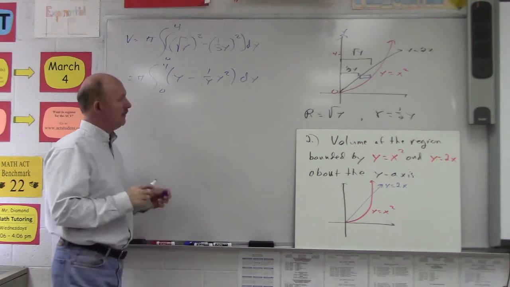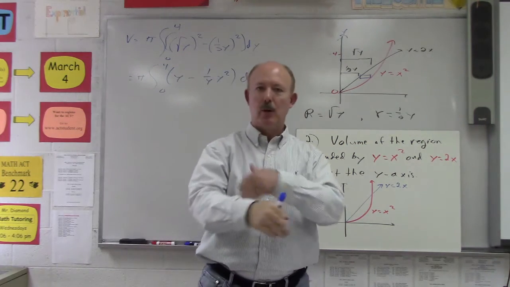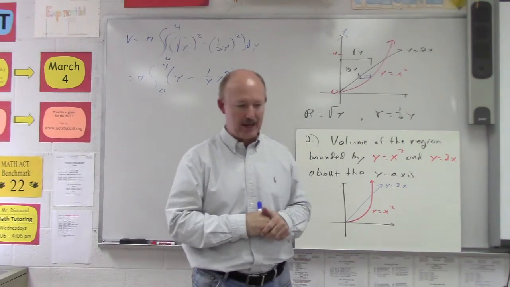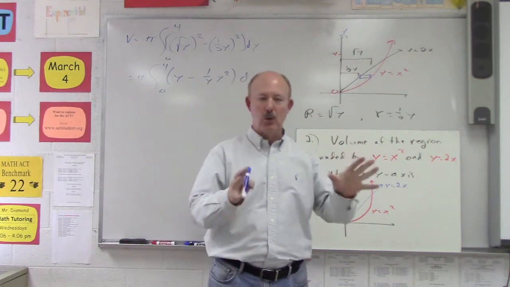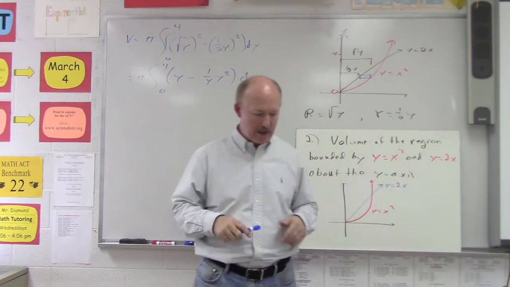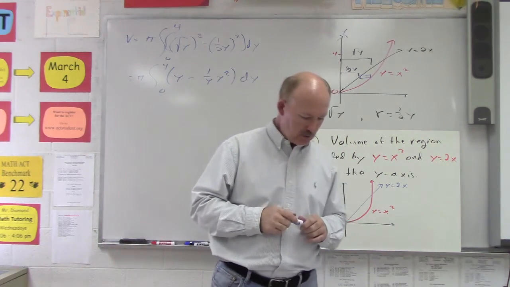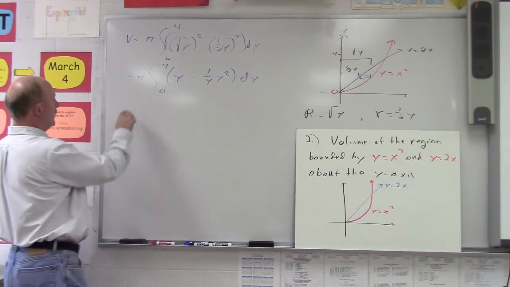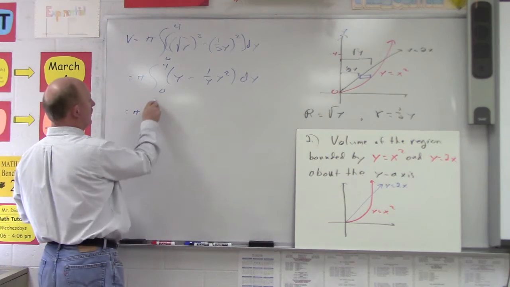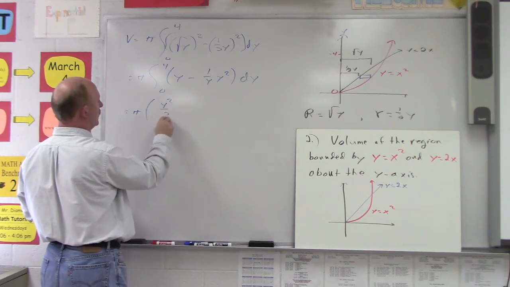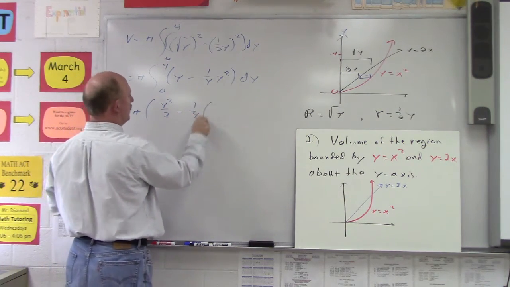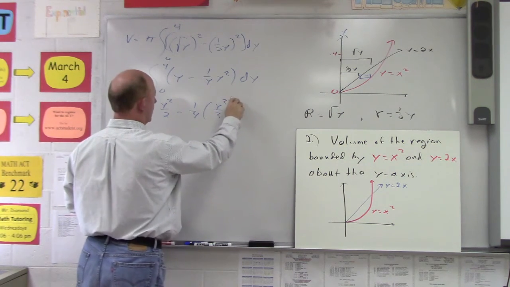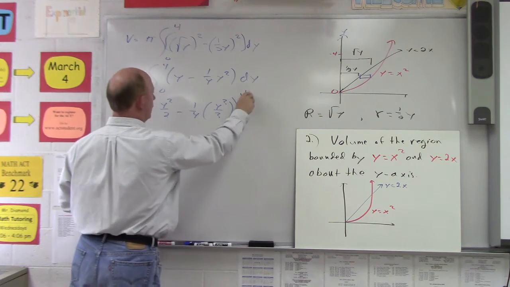Right. And once again, with this example, I'm going to work this example all the way out to get the final answer. The next example, I'm not going to. So these first two, I'm going to work them all the way out. So let's start off. We've got our integral simplified. Let's find our antiderivative now. So it becomes pi times y squared over 2 minus 1/4 times y cubed over 3, from 0 to 4.